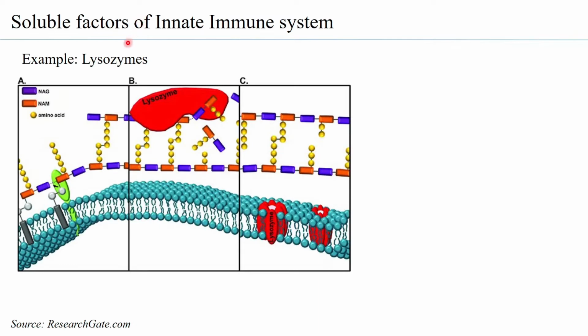For example, let us consider lysozymes. Lysozymes are enzymes that are produced by tears, saliva, mucus, and epithelial cells. These all form what is called lysozyme. And what is the mechanism of action of lysozyme? The lysozyme is able to break the glycosidic linkage between N-acetylglucosamine and N-acetylmuramic acid, and cleave the beta-1,4 glycosidic linkage that is present.